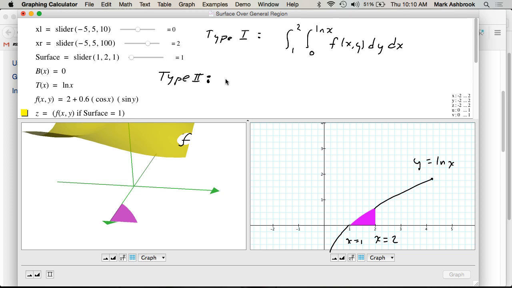for our, and again, type 2, this is just our language so we know which one we're talking about. What are we going to do? This is going to be left to right first, then bottom to top. So left to right is with respect to what first? Dx first. So first dx, then last dy.